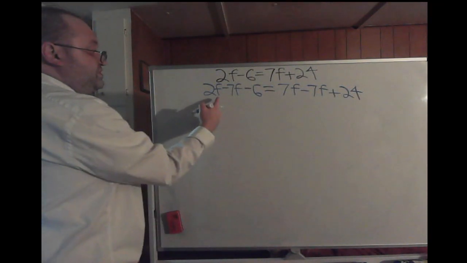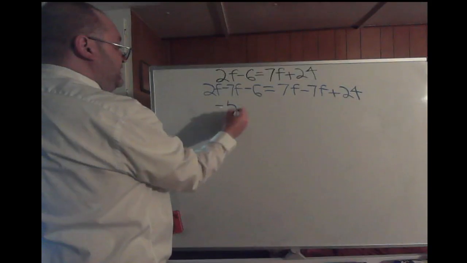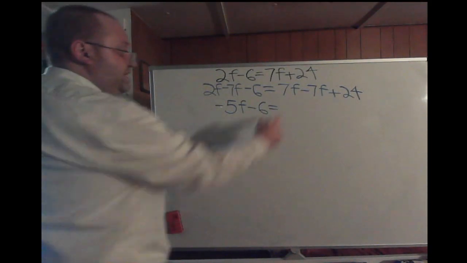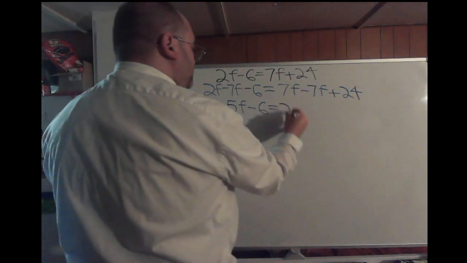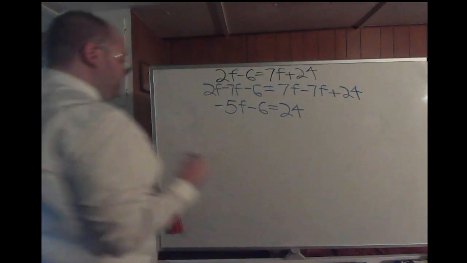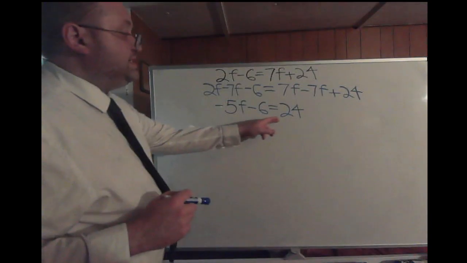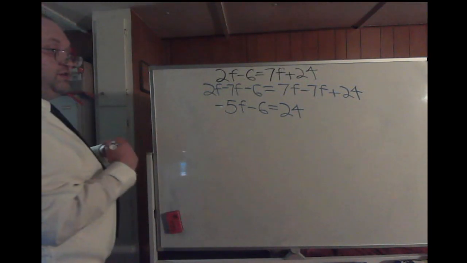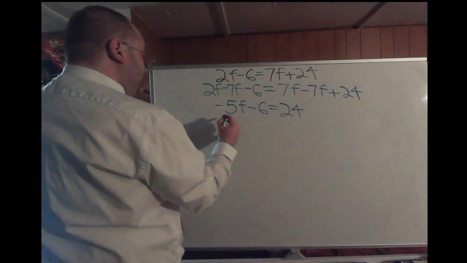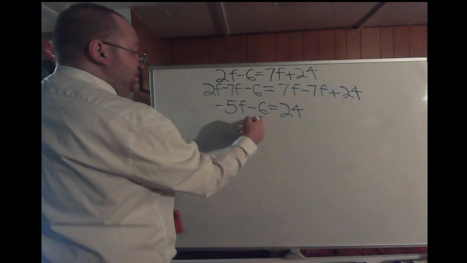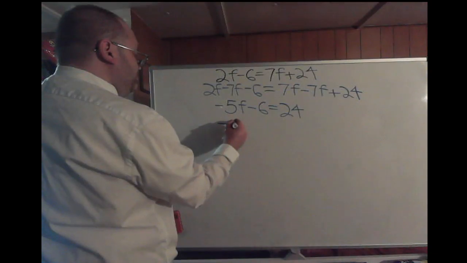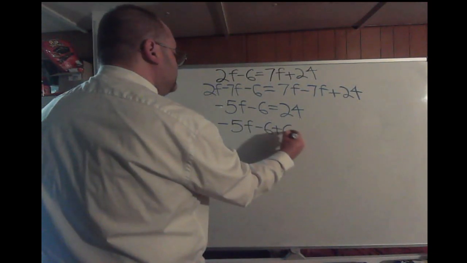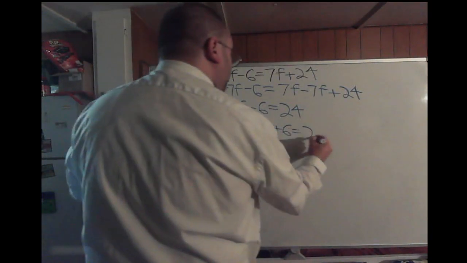Well, let's start with the left. 2f minus 7f, that's negative 5f. So you'll have negative 5f minus 6 is equal to 7f minus 7f is 0. You'll just have 24. So now you're reduced to negative 5f minus 6 equals 24. Well, we want to get that negative 5f by itself. What we have to do is we have minus 6, we need to do plus 6. So you'll do negative 5f minus 6 plus 6 is equal to 24 plus 6.